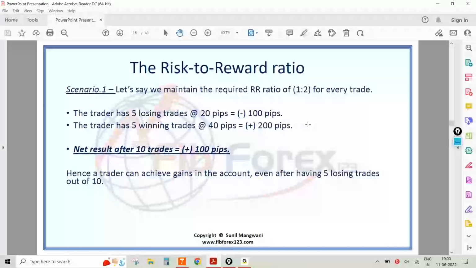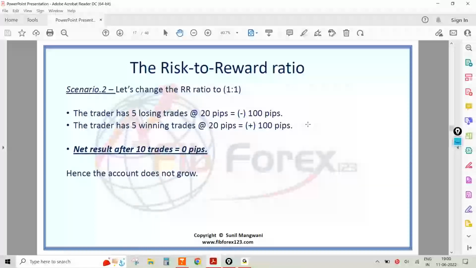So in spite of having 5 losing trades out of 10, I am growing my account. 100 pips is a very good profit to have in your trade. Let's go to scenario 2.